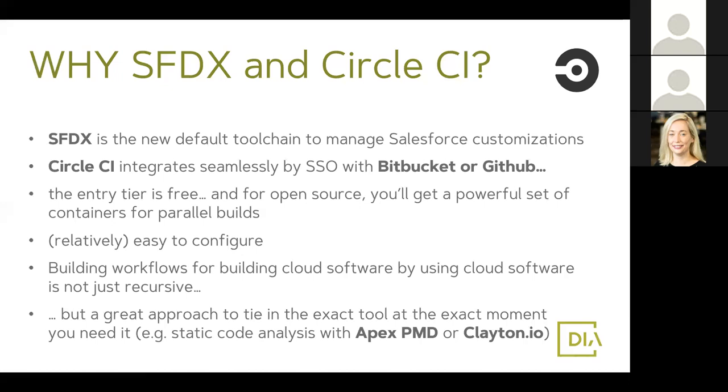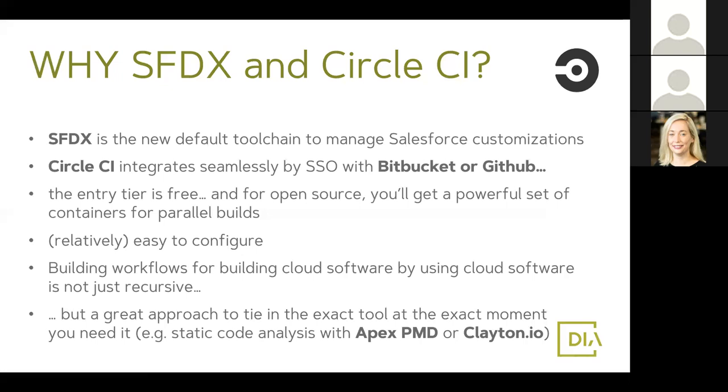And for open source projects, you get a really powerful set of containers with Circle CI. For closed source, at least the entry tier and the first container is free. The rest of them will be paid. And having failed to really build good tool chains on Bamboo and Jenkins, I really can say that it's easy to configure, because everything is in that one config YAML file.